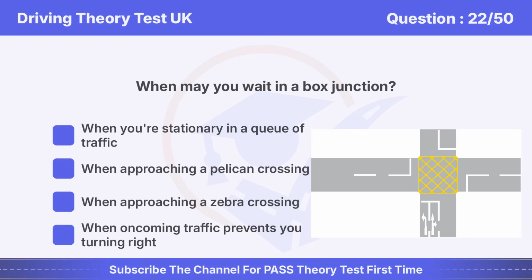Question 22. When may you wait in a box junction? Option A. When you're stationary in a queue of traffic. B. When approaching a pelican crossing. C. When approaching a zebra crossing. D. When oncoming traffic prevents you turning right.